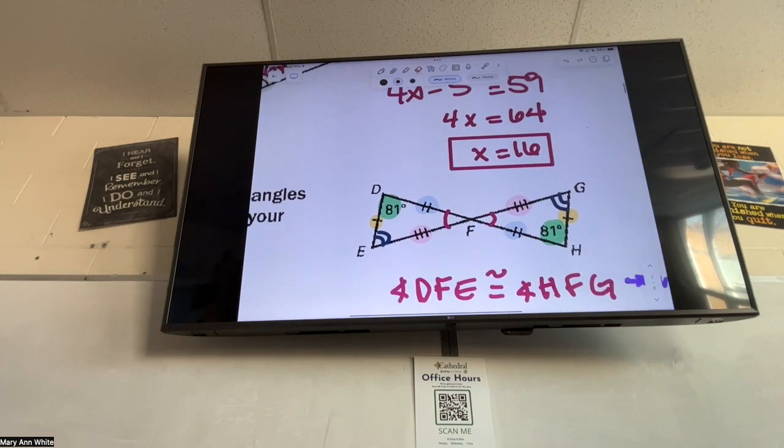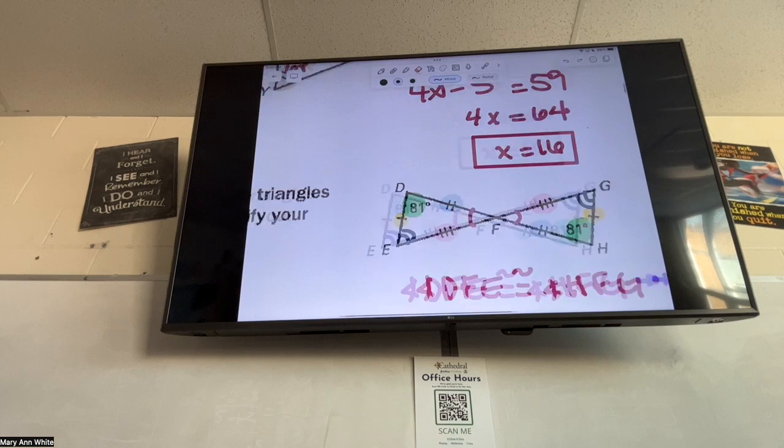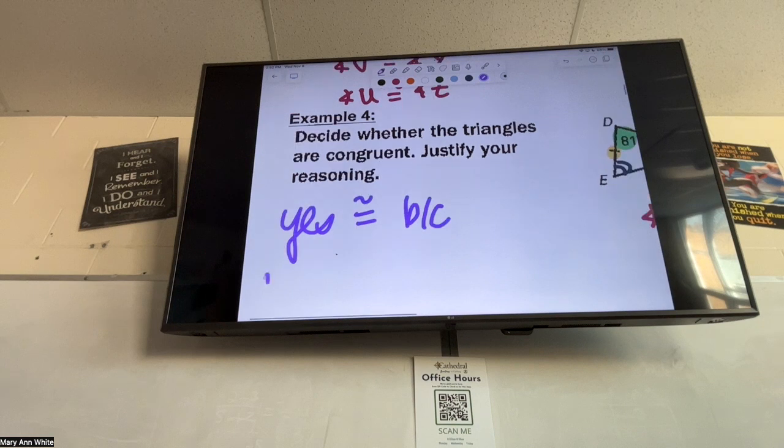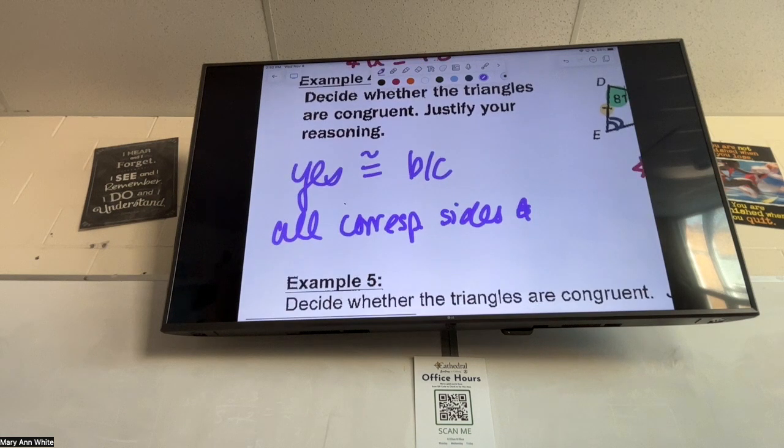Remind me, what did it say at the beginning for them to be congruent? Size and sides and angles. Do we have all the sides? Do we have all the angles? Yep, it's congruent, so I'm going to say yes. Congruent, because all corresponding sides and all corresponding angles are congruent.